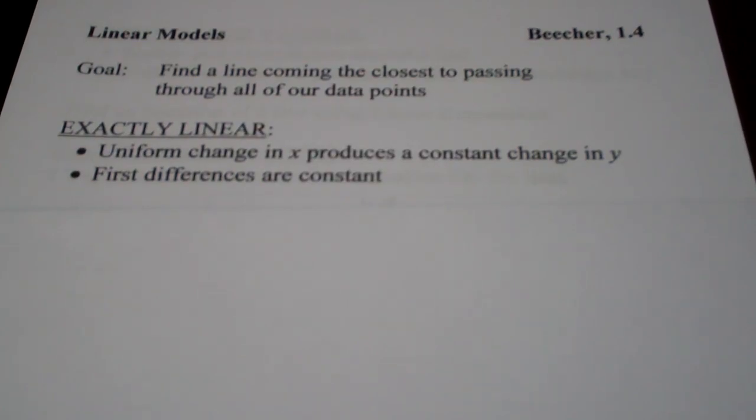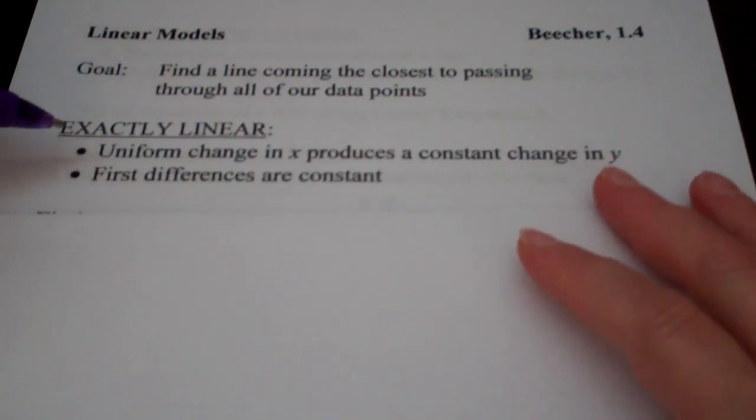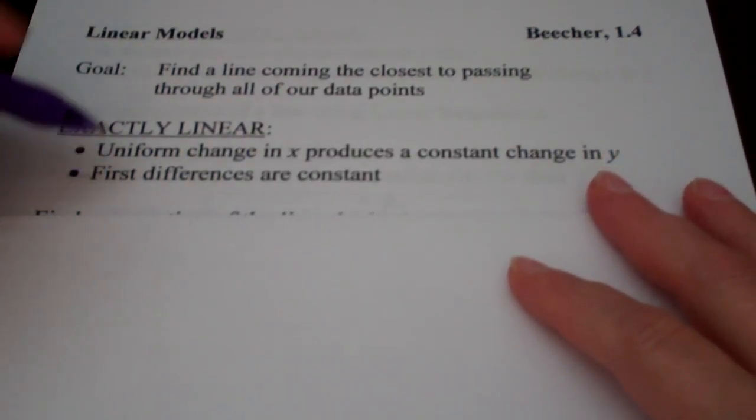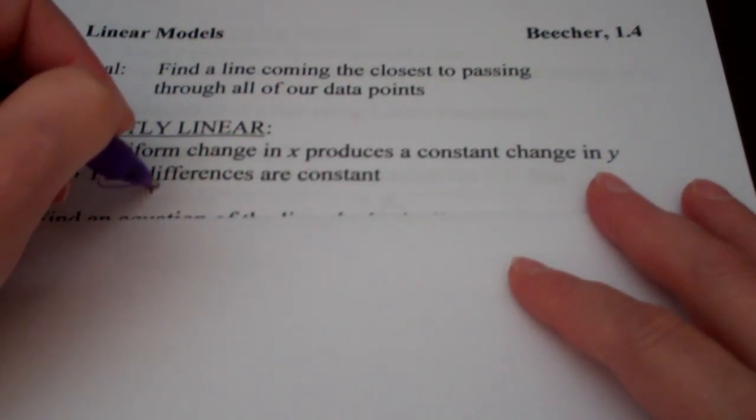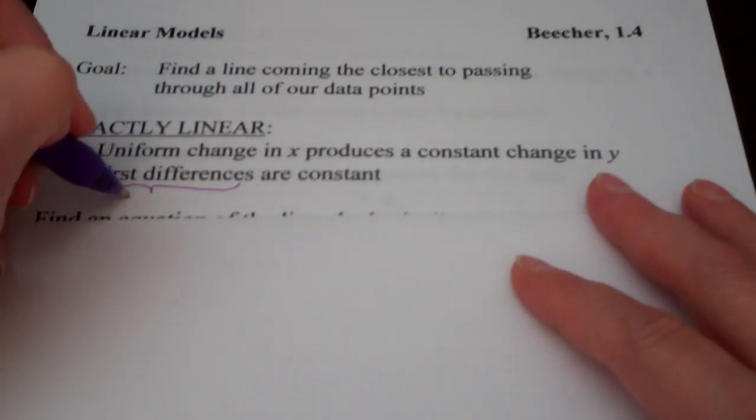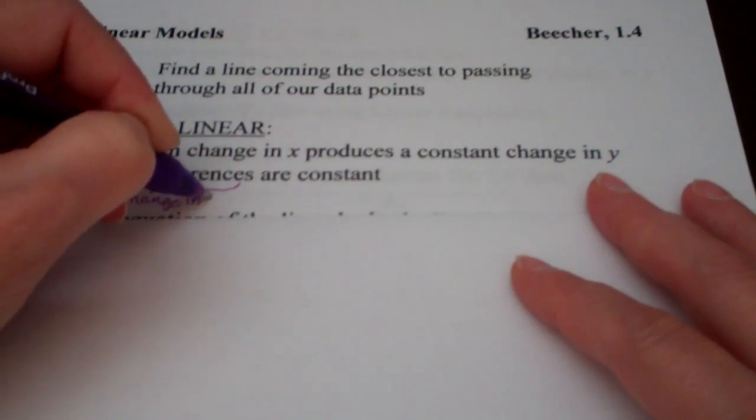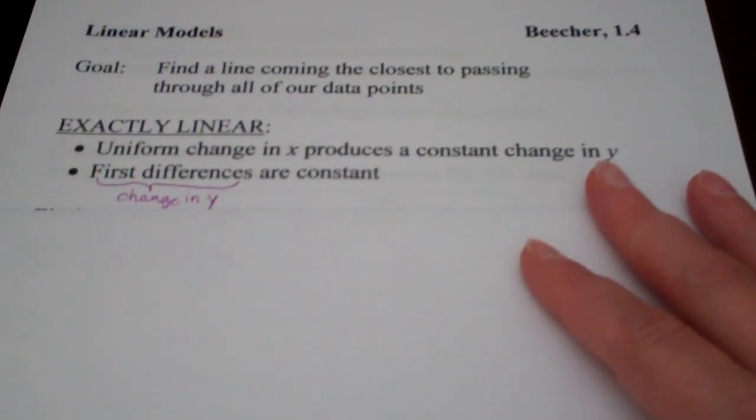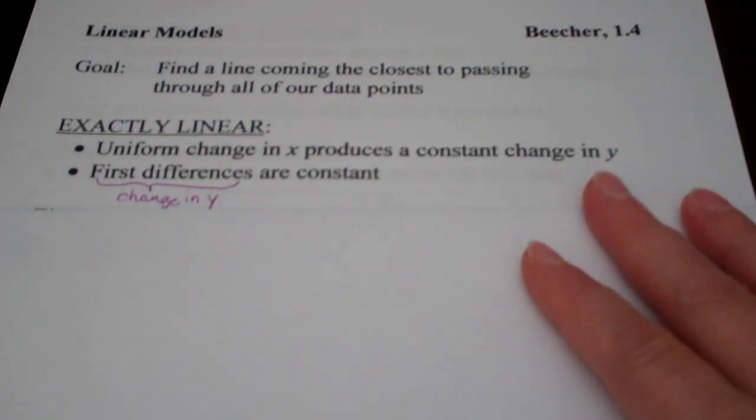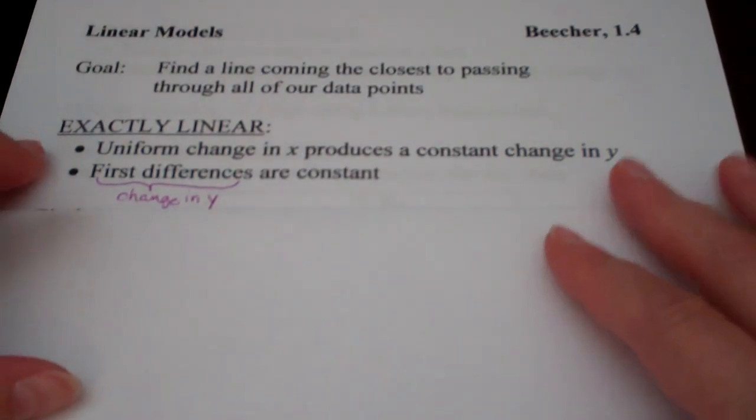Okay, and the idea of a first difference is basically the change in y. So if the change in y is always the same, the word constant here implies something that's always the same. So if the change in y is always the same, then we know that it's a linear function. Okay, we want to show you what that looks like.